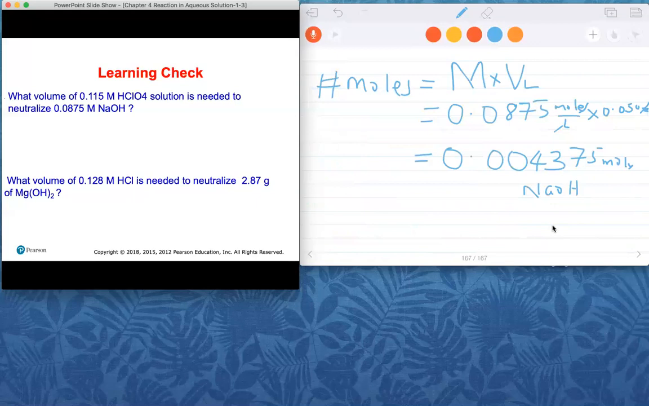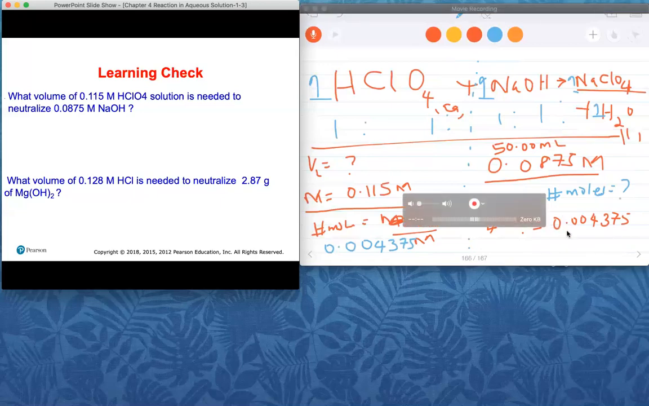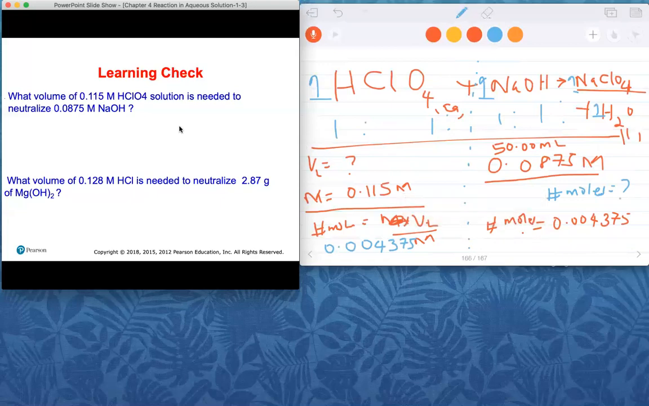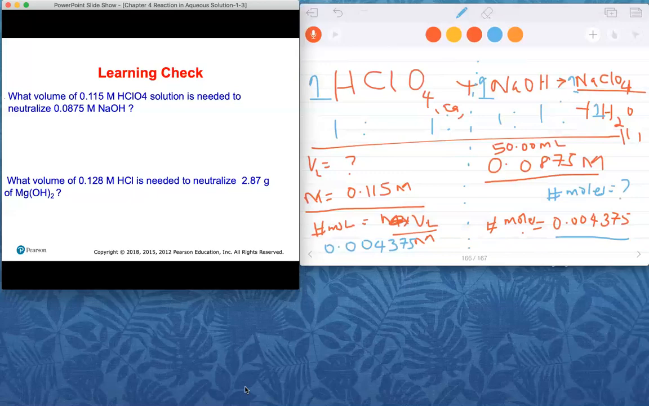Don't use 50 ml. No, the definition of molarity uses volume in liters. That's why I'm using the subscript L. With that, I know the number of moles of NaOH is right here. From the balanced equation, the mole ratio is 1:1. So since the mole ratio in the balanced equation is 1:1, it turns out that it will be the same number of moles of HCl required to neutralize.